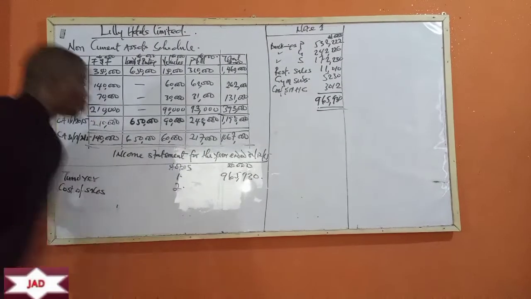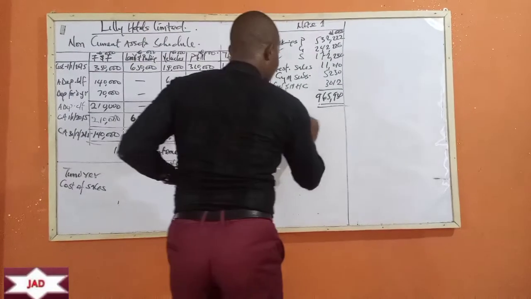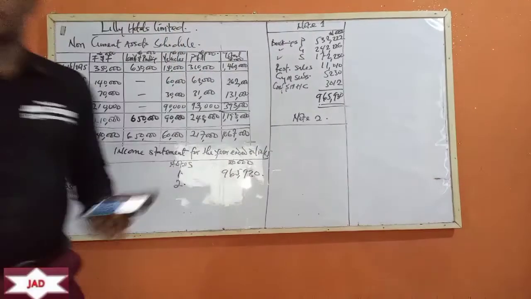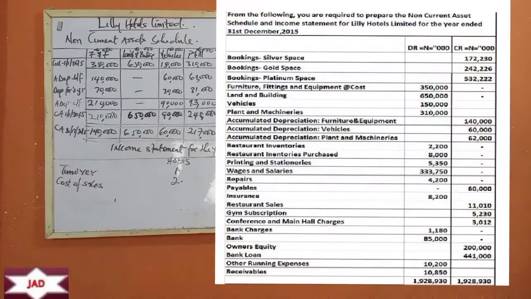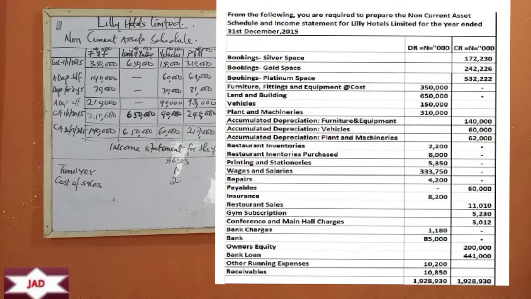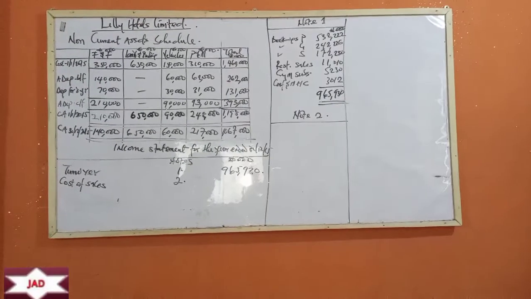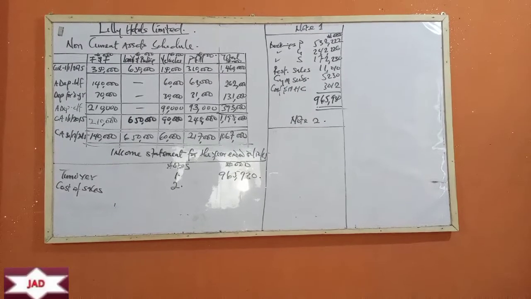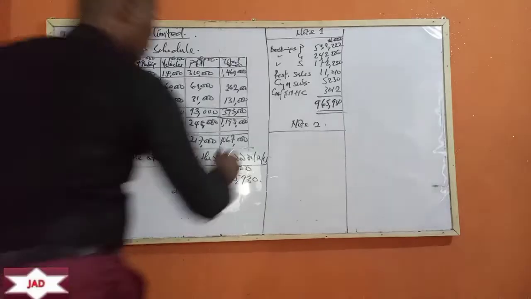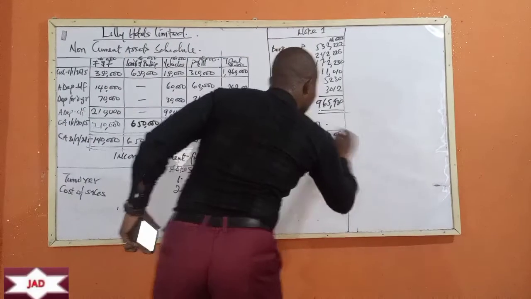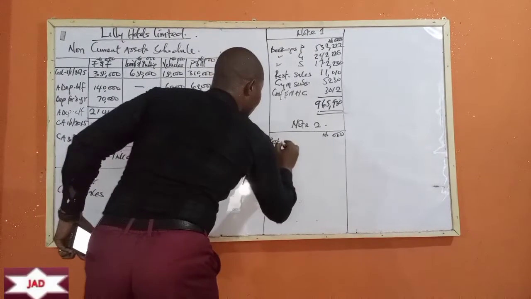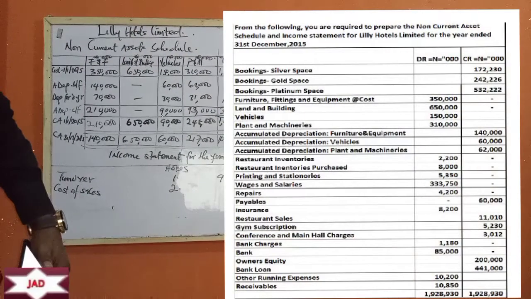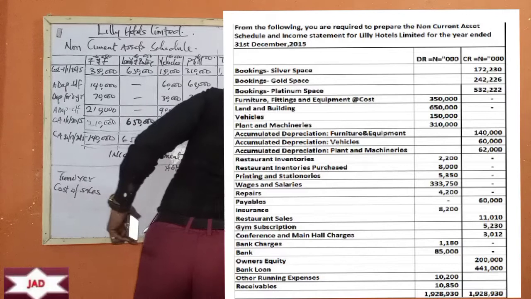Let's call it note 2. So we have note 2 there. What are the cost of sales there? I can see restaurant inventories. That's like opening stock. So we have restaurant inventories, opening stock there, 2,200,000.